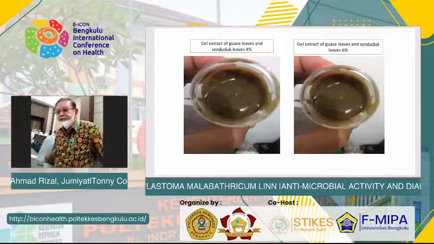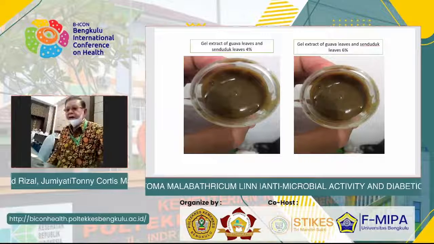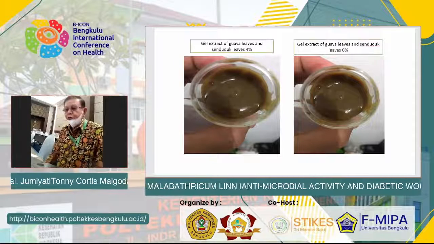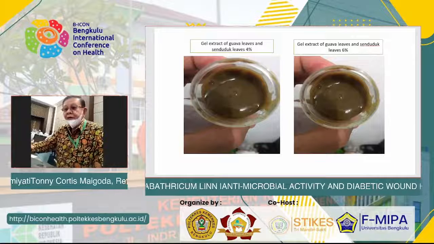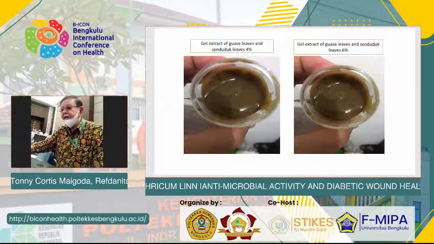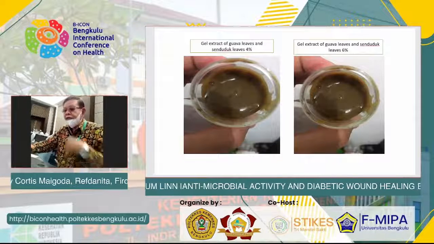So this is the result of the gel extract after we have done the maceration. Guava leaf and serduduk leaf 4%, and this is guava leaf and serduduk leaf 6%.